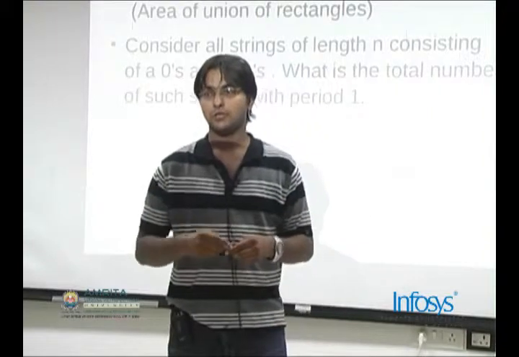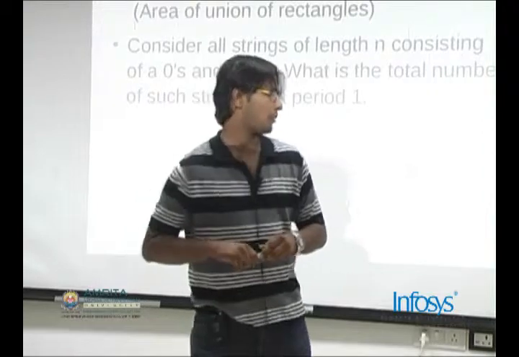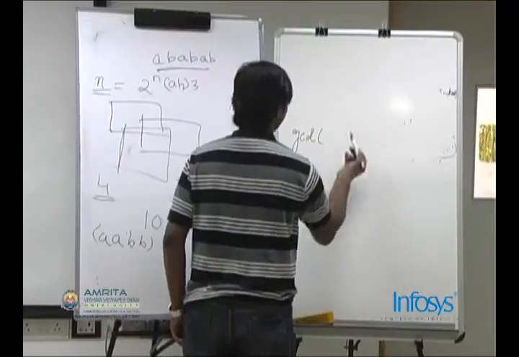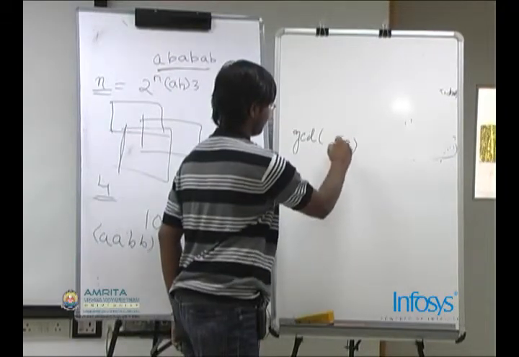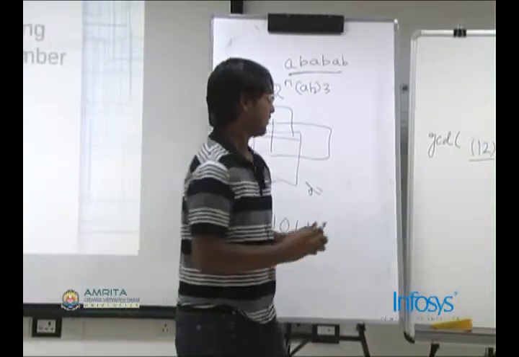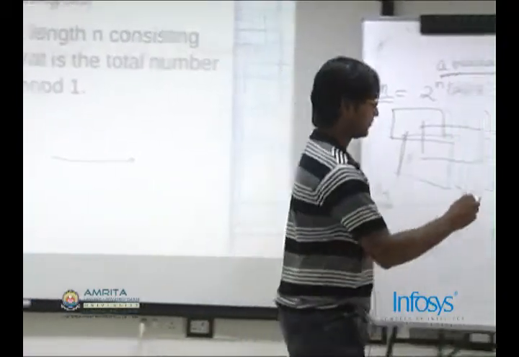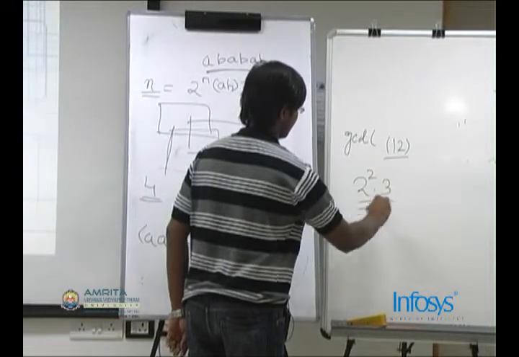Each of the particular periods and we can get the solution. However, you can use inclusion exclusion in this way. Let's consider some GCD. Let's consider the GCD is 12. So if the GCD is 12, we can factorize this 12 as 2 square into 3.